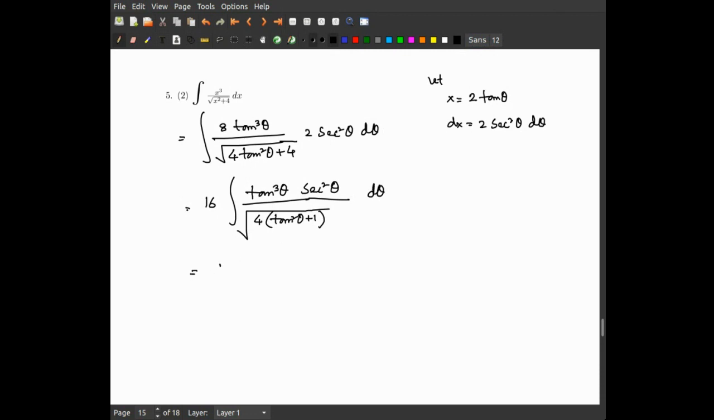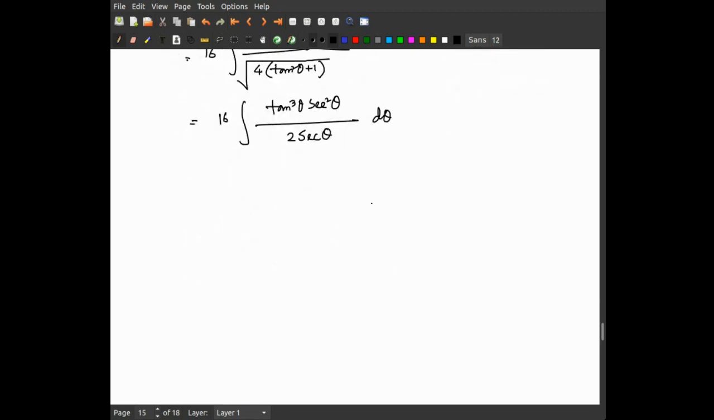So far good. We have 16 tan cubed theta secant squared theta. And in the denominator, we have 2 times the square root of secant squared theta, which will be secant theta, d theta. So 2 and 16 will be 8. And we have what? 8 tan cubed theta over secant theta d theta.